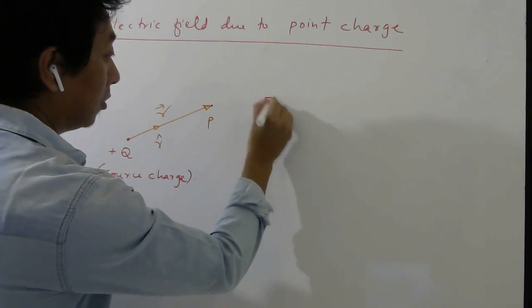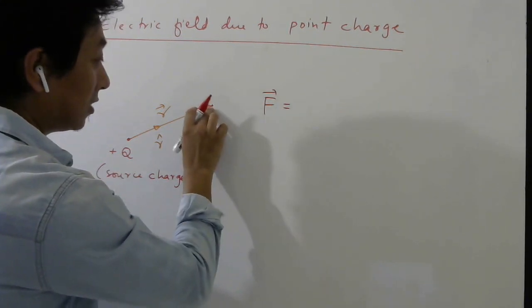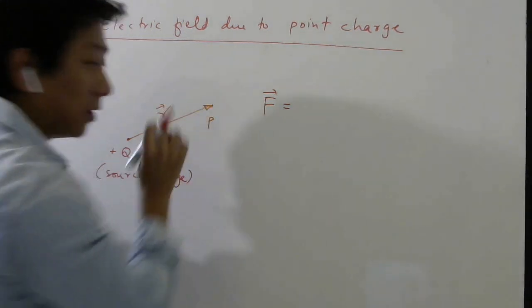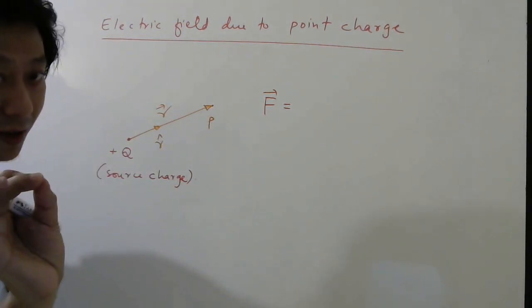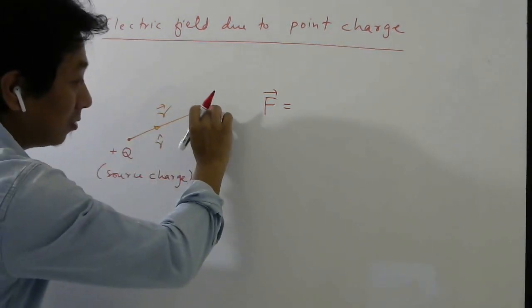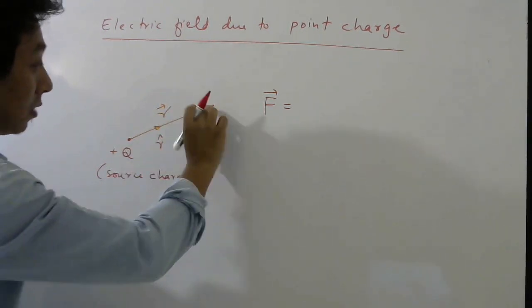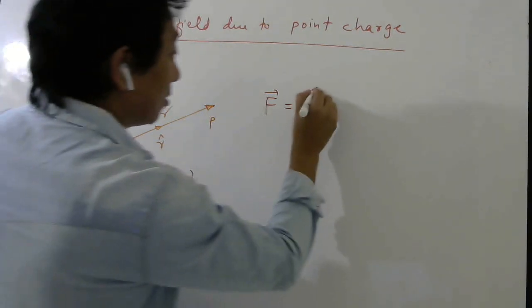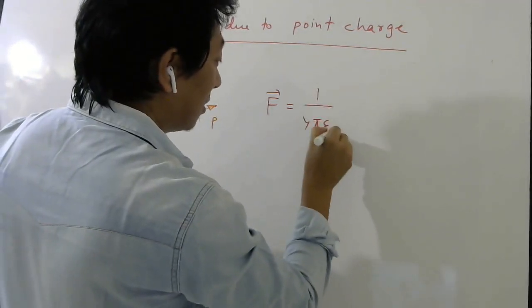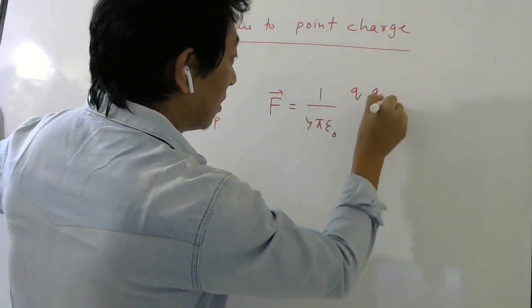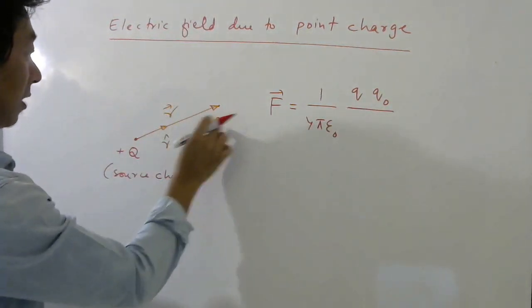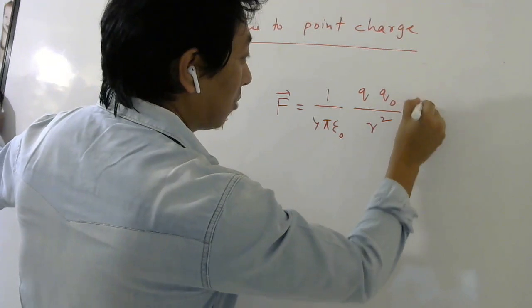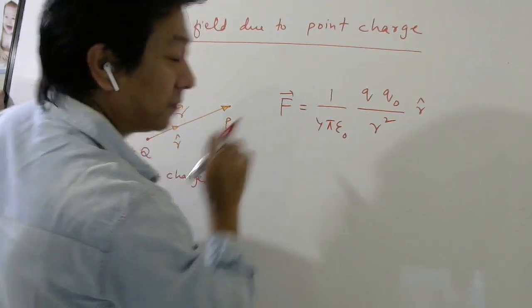What is the concept? First, find force on a test charge Q naught if you keep it here. You don't have to keep it, just imagine if you put Q naught here. What will be the force on Q naught? I can use Coulomb's law because this is a point charge. So 1 by 4 pi epsilon naught Q Q naught by distance between them, magnitude is R square, into R cap. Why R cap? Because I am writing vector form.